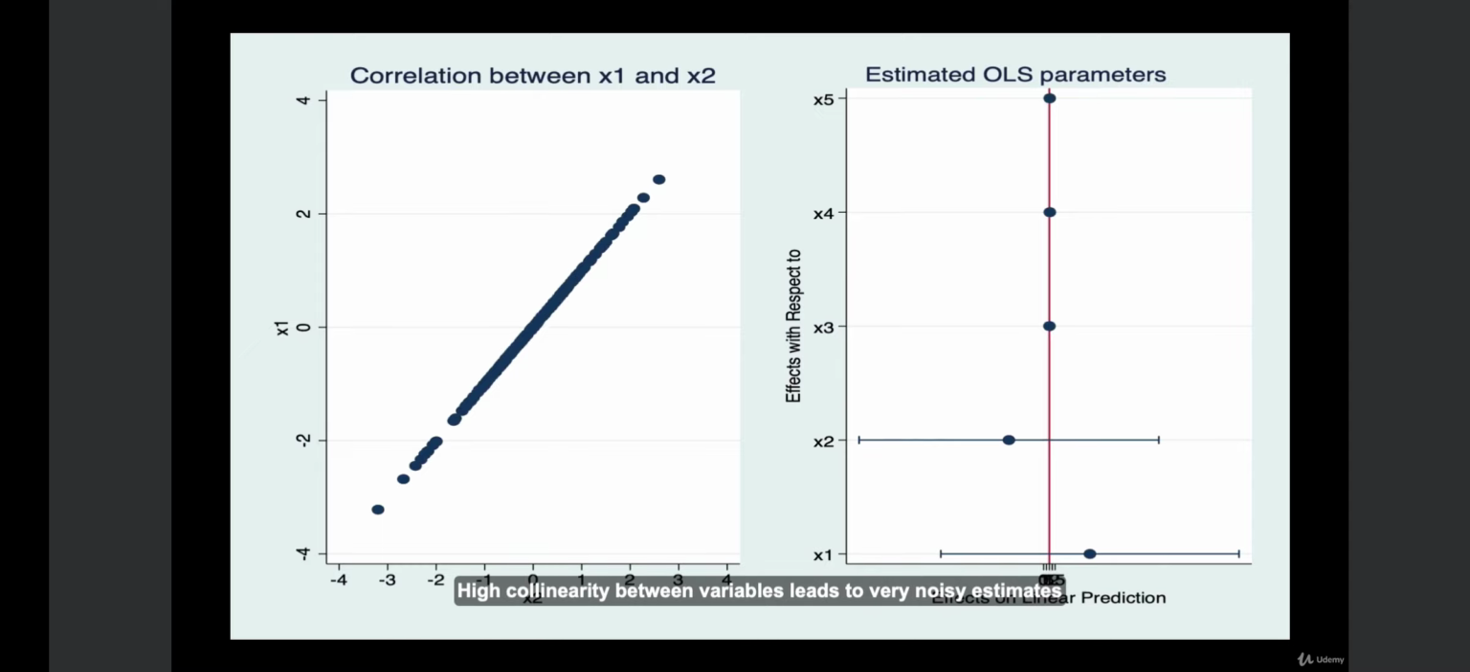High collinearity between variables leads to very noisy estimates. But as you see, the noise explosion only happens towards the very end, and in most real scenarios, the effects of collinearity are hardly noticeable.